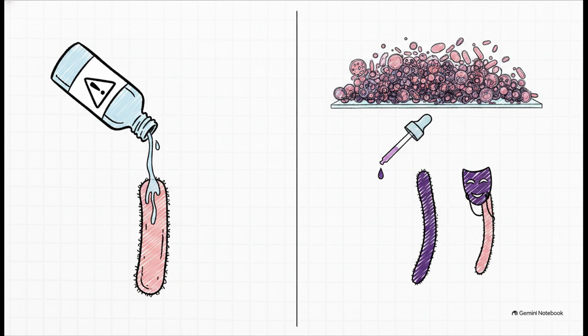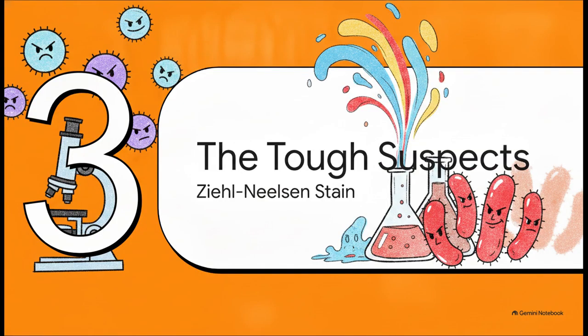Add in real-world variables, like accidentally making your initial smear too thick or using a really old bacterial culture, and you get totally unreliable reactions. Precision here is absolutely everything. Section 3. The tough suspects. Acid-fast bacteria and the Ziehl-Neelsen stain.